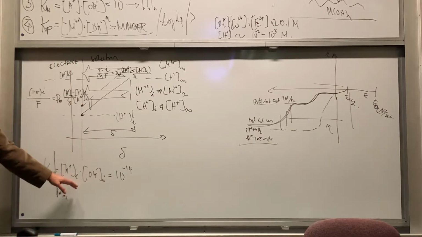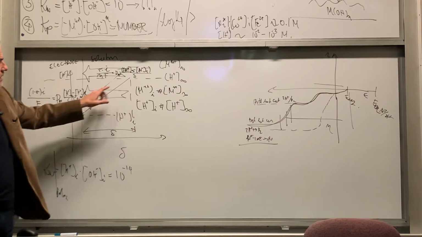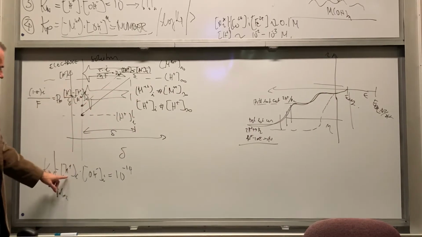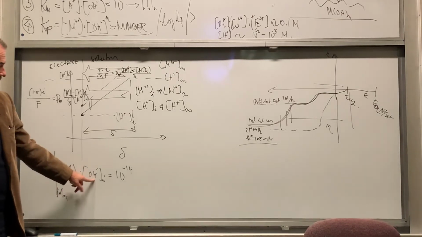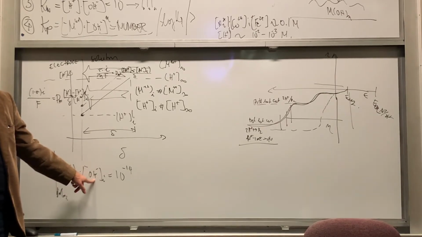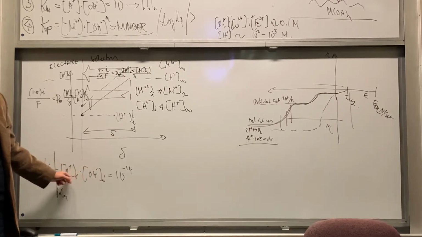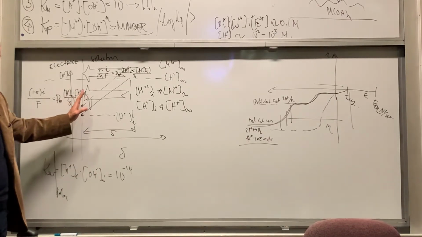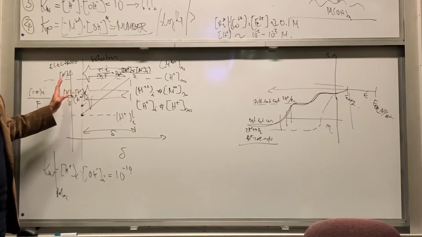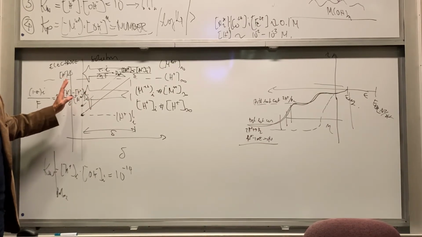So what that really means, let's say hydrogen is depleted, it's very low. If this is 10 to the minus 13, what is the OH- supposed to be? 0.1 molar. That 0.1 molar OH concentration near the surface is huge. And it's all a product of this removal of H+ from the interface.